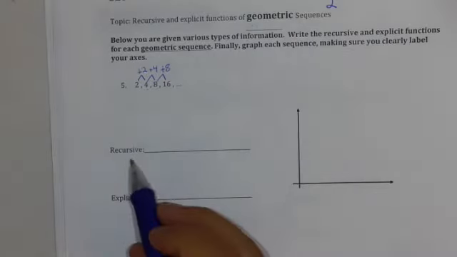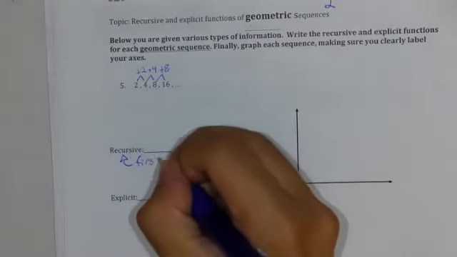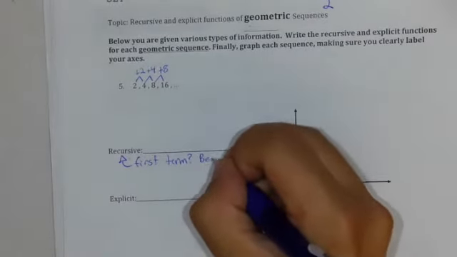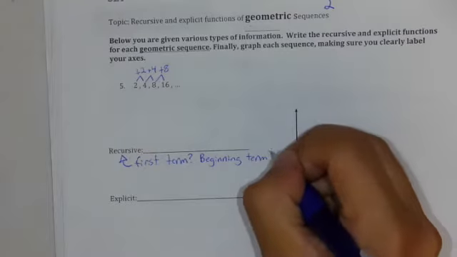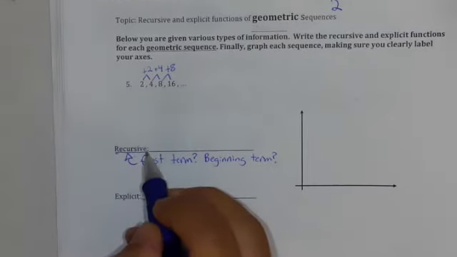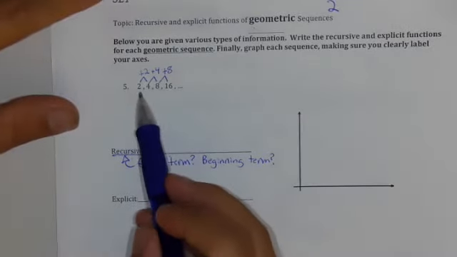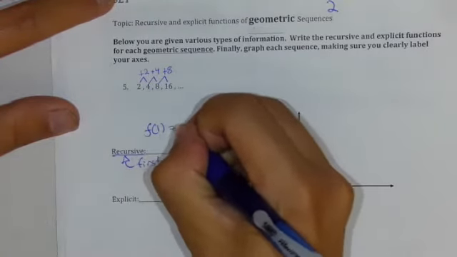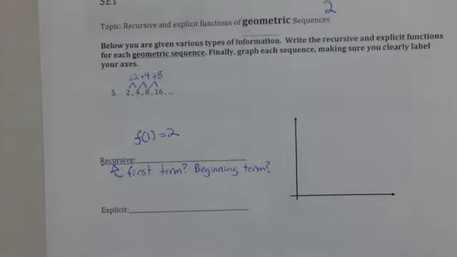So recall that our recursive is always asking us to find our first term or the beginning term. So that's something you should always ask yourself whenever you're dealing with a recursive form of the function: what was the very first term that was given, or the beginning term that was given? So in this case, our first term is 2. So we would say that f(1) = 2. And then what pattern do you see with these numbers as they move towards the right?